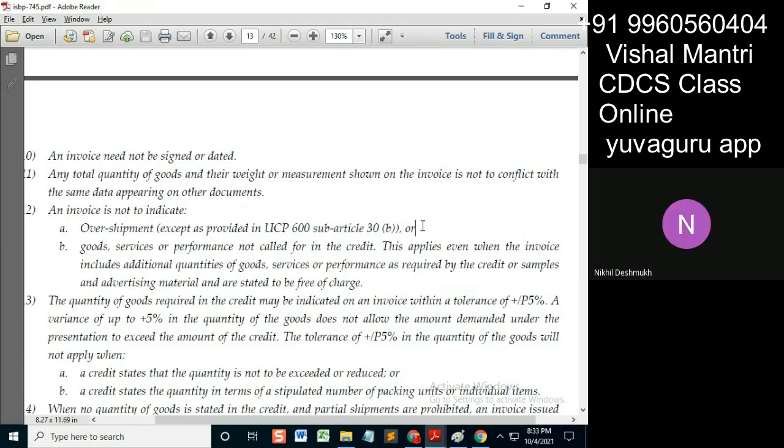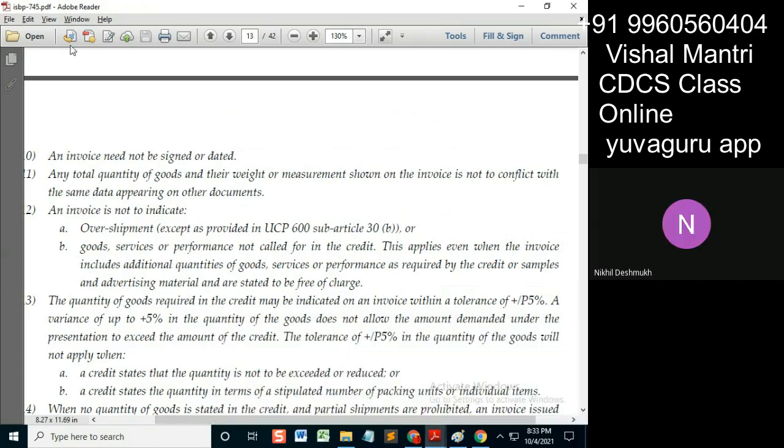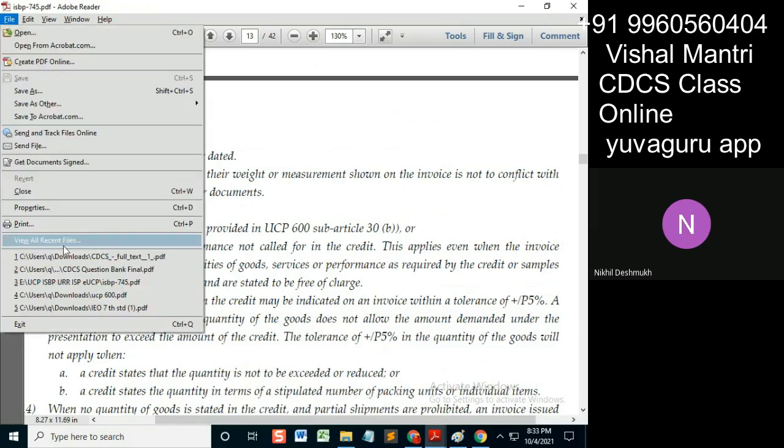In that case, if 30B is applied, and the quantity tolerance is more than 5%, let's assume 3,000 with 5% tolerance will be 3,150, and the initial credit amount was $1 lakh. So 30B says that it cannot be more than $1 lakh. So does it mean that it can be $99,000 also with 3,150?